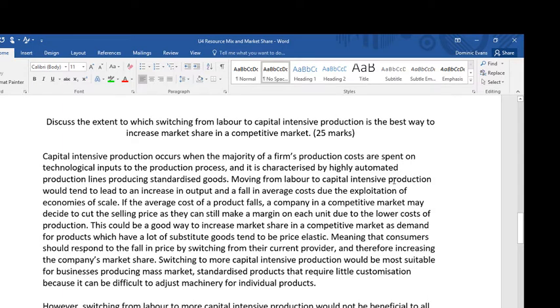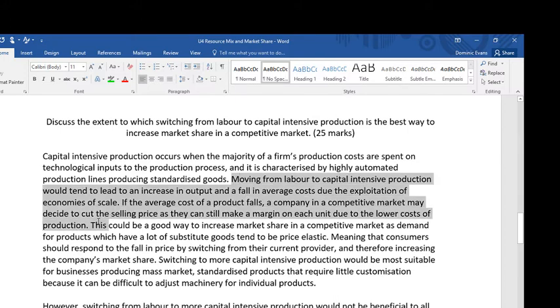Moving from labour to capital-intensive production would tend to lead to an increase in output and a fall in average costs due to the exploitation of economies of scale. If the average cost of a product falls, a company in a competitive market may decide to cut the selling price, as they can still make a margin on each unit due to the lower costs of production.